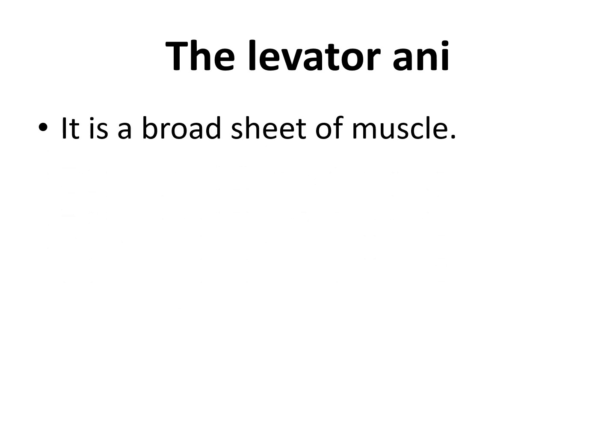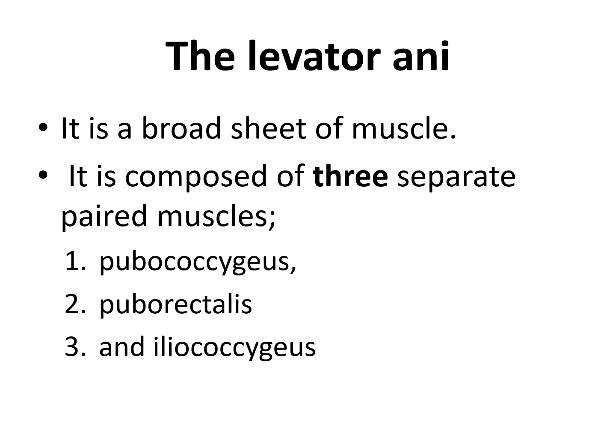Let us start with the most important muscle in the pelvic floor, or the pelvic diaphragm, which is levator ani. This is a broad sheet of muscle. It is composed of three separate paired muscles: pubococcygeus, puborectalis, and iliococcygeus.